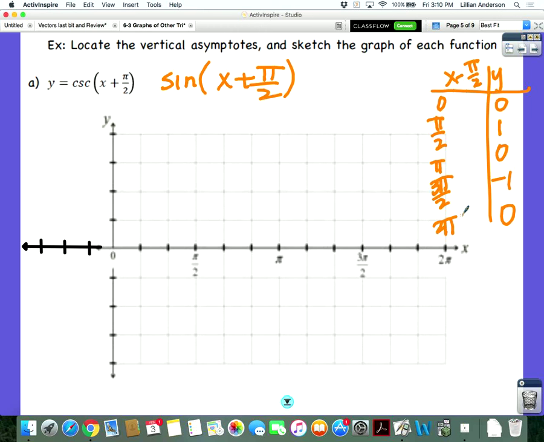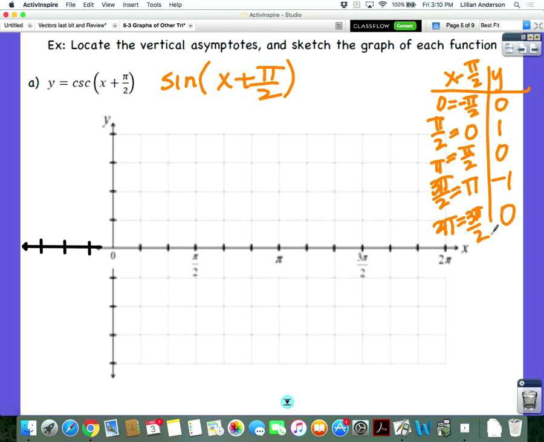So when you minus pi, 0 goes to what? Negative pi over 2. This one goes to 0. This one goes to pi over 2. This one goes to pi. And this one goes to 3 pi over 2. So you graph this. Okay?